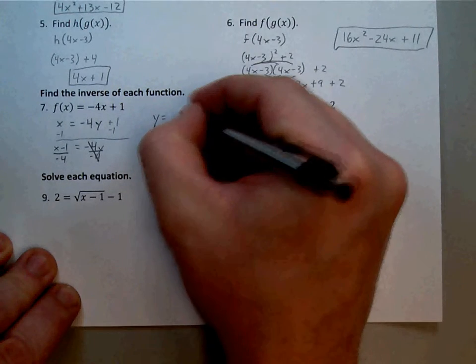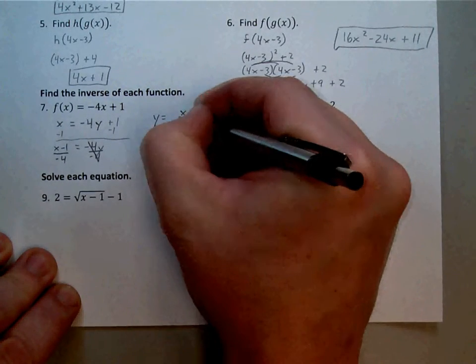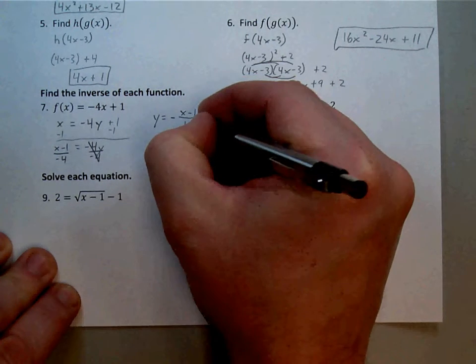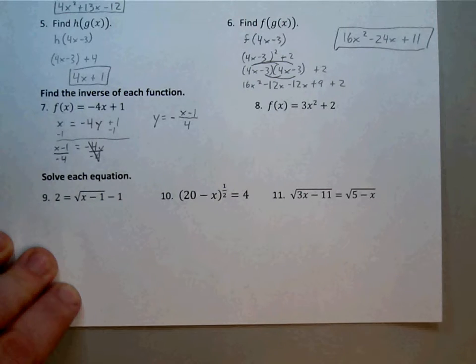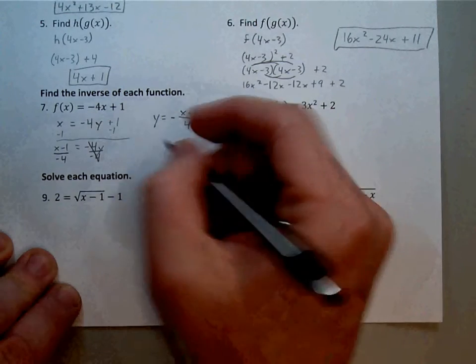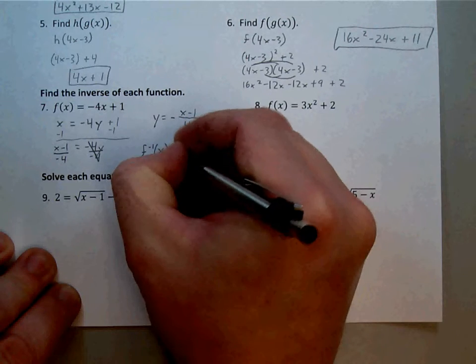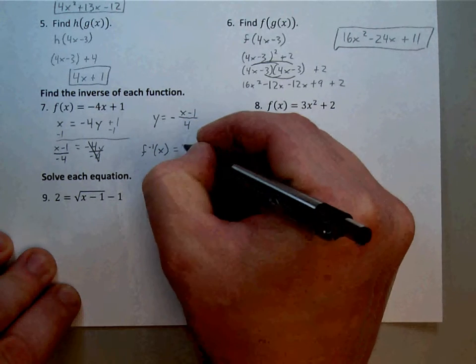X minus 1 over negative 4. We don't like to leave negatives in the denominator, so I'm going to put it in front of the fraction. I wouldn't count it wrong if you left it in the denominator, though. Since it was in function notation, I can go back and switch it, put it in that inverse. But once again, if you left it as a y, I would accept that also.